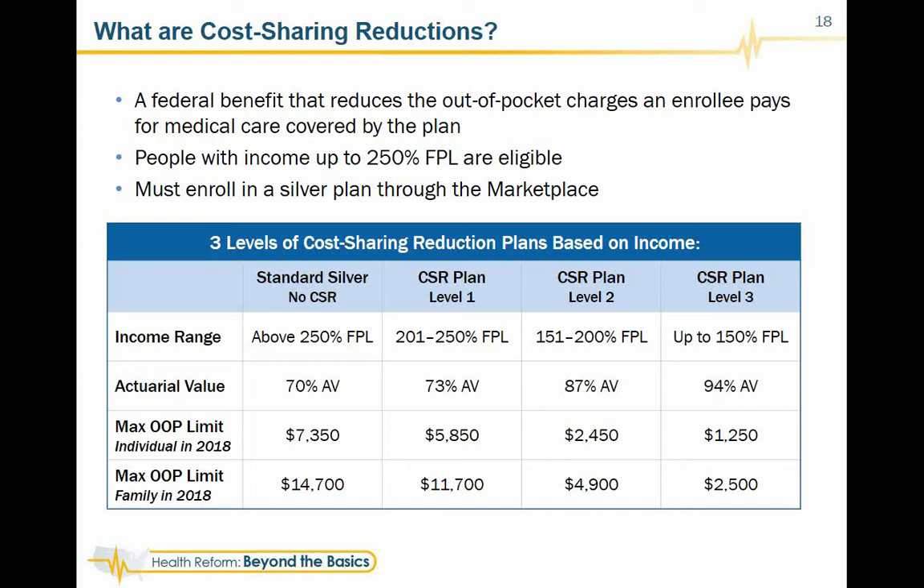And then you can see that as people's income goes down and they're enrolling in a silver plan, what actually happens is that plan is transformed. It has a lower deductible, lower out-of-pocket cap for them because they have less income to be able to afford the out-of-pocket costs under those plans. So with these different AVs that people are entitled to at different income levels, there are also reduced out-of-pocket limits that they're going to have to pay.